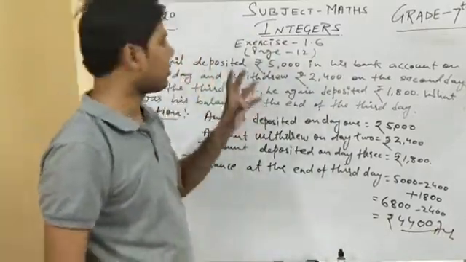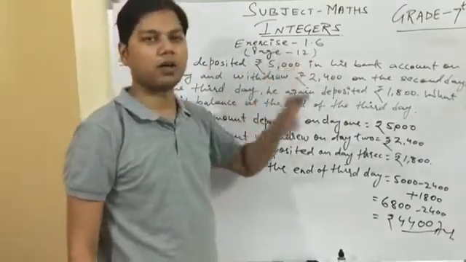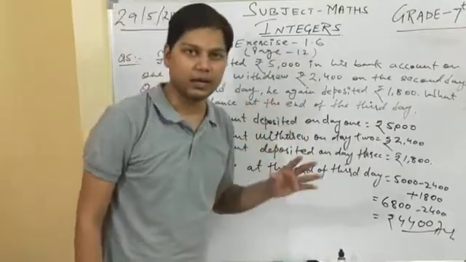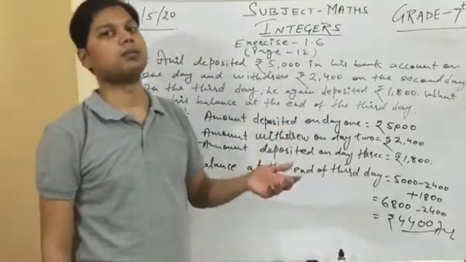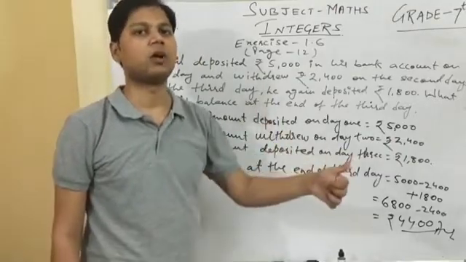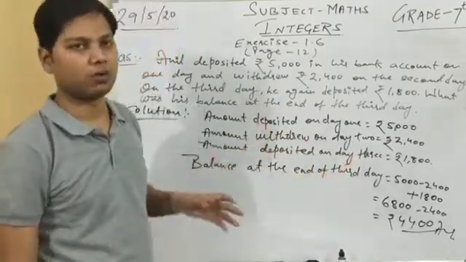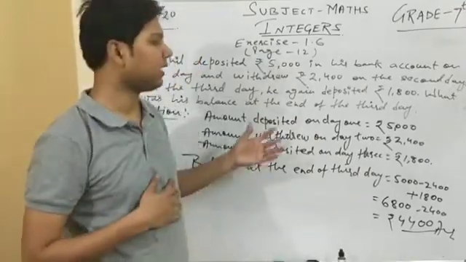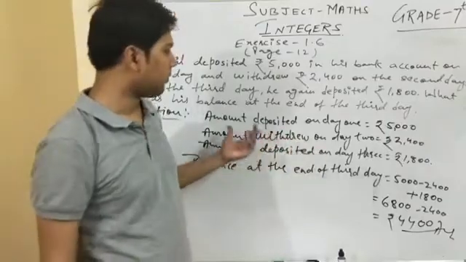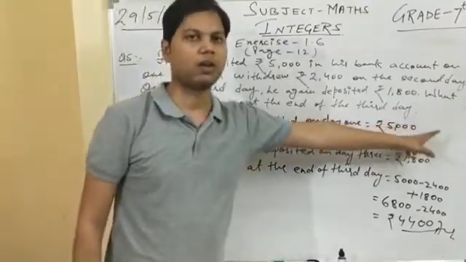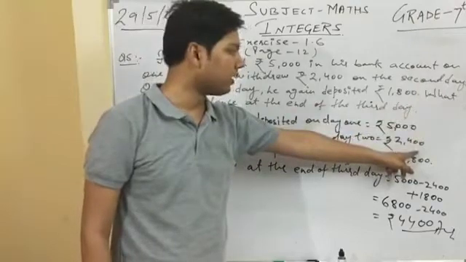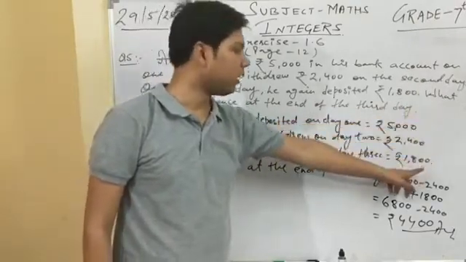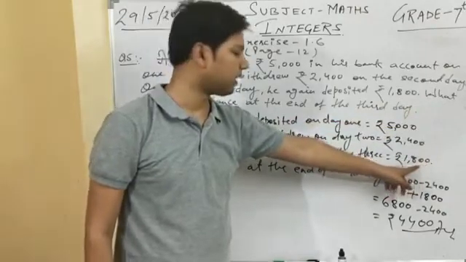First of all, the question is Anil deposited 5,000 on day 1. Then he withdrew the amount 2,400 on day 2, and again on the third day he deposited 1,800 in his bank account. So we have to tell what his balance was after day 3. Then we write amount deposited on day 1 5,000, amount withdrawn on day 2 is 2,400, amount deposited on day 3 is 1,800.